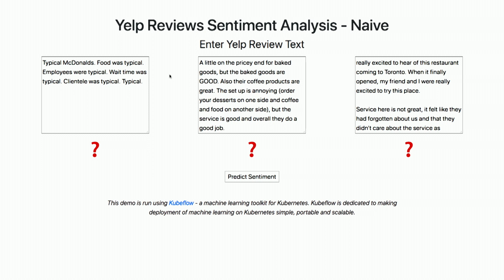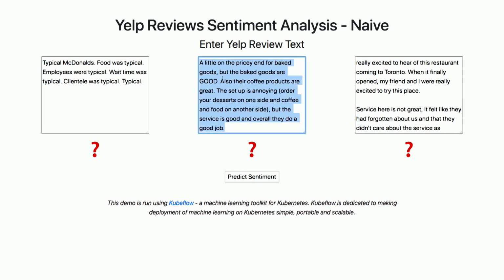And so here's a very simple web app, right? Let's go over some of the sample reviews that are listed here. The first one says, it's a typical McDonald's, food was typical, employees were typical, everything is typical. So there's really nothing positive about this review, and we would expect it to be a negative review, right? You don't want to highlight it in your restaurant website as one of the premier reviews.